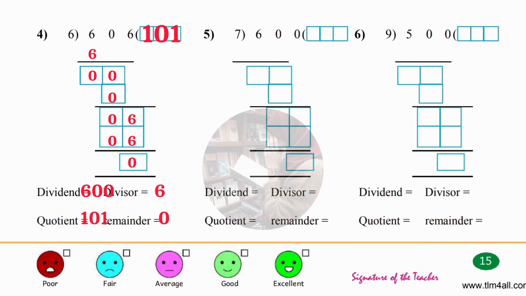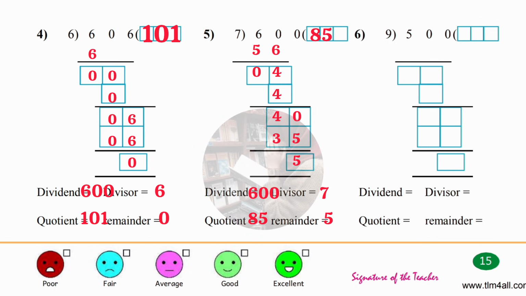Okay, next, fifth one, 600 given and 7 divisor is given. Let's do this. 7 eights are 56. Okay, 4 will be left. We'll bring down 0, then it will become 40, then 7 fives are 35, again 5 will be left, which is the remainder. Okay, so write it down. Dividend is 600, divisor is 7, quotient is 85, and remainder is 5. Got it, guys? Here we didn't get the remainder as 0.